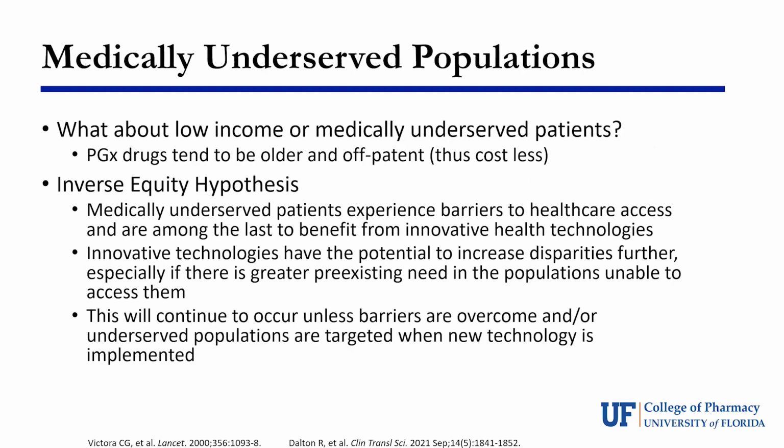I also want to think about another population to consider. What about low income or medically underserved patients? PGX drugs tend to be older and therefore are off patent, so they cost less. So there could be the possibility that these patients are actually prescribed PGX drugs at a higher rate.